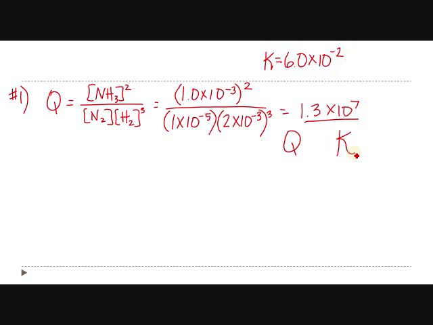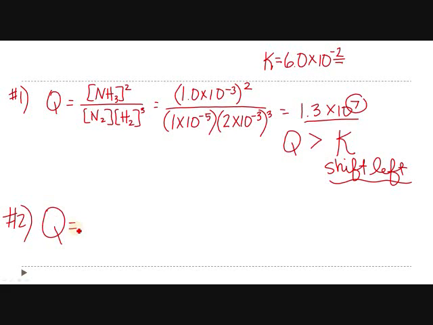So positive 7 versus negative 2 is extremely a lot bigger, so the Q is greater than the K. And since the Q is greater than the K, then just look up above in your note packet, and when Q is greater than K, the system will shift left. So that is the answer for the first set of data. Okay, so now let's do that again with a new set of data for number 2, for the second set of data.